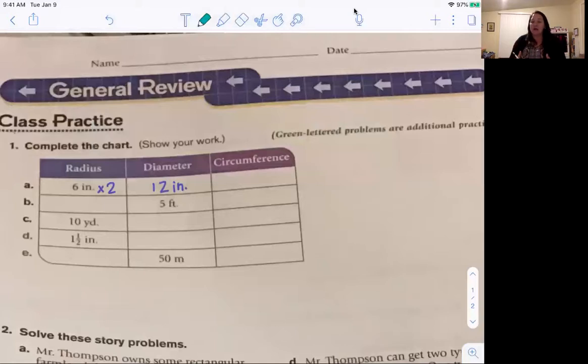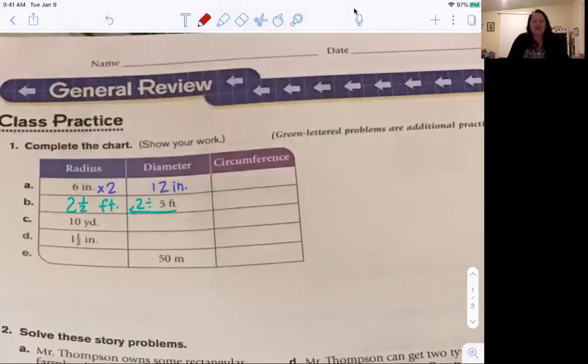To go from diameter to radius, we have to do what? It's a 2 again. What do we have to do? Divide by 2. Good. So I'm going to divide by 2. And you're thinking to yourself, wait, 5, you can't divide 5 by 2, but yes, you can. You get 2.5. Okay, 2.5 feet.